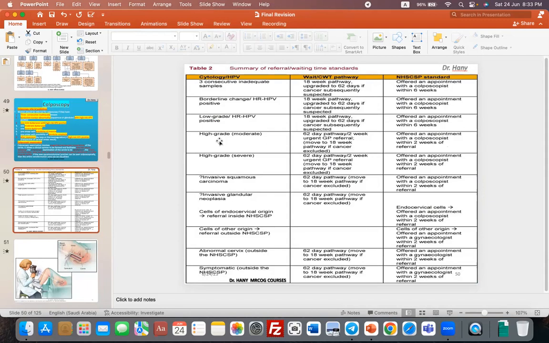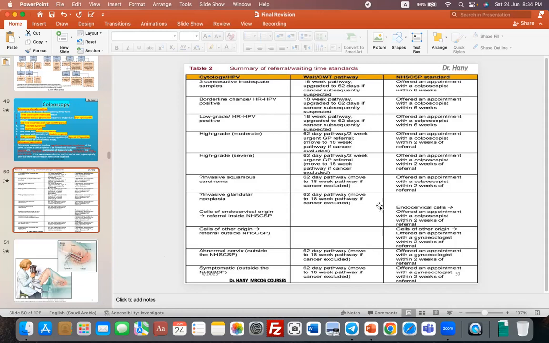Any urgency, like high grade dyskaryosis, CIN2, CIN3, CGIN, or invasion, 2 weeks. High risk for gynae, ovarian cancer, cervical cancer, endometrial cancer. This is a fast track for gynae. Referral to gynecologist within 2 weeks. If she has any other endometrial cancer, cells from other origin, endometrial. Okay? So the low track or the routine track is 6 weeks or even more.